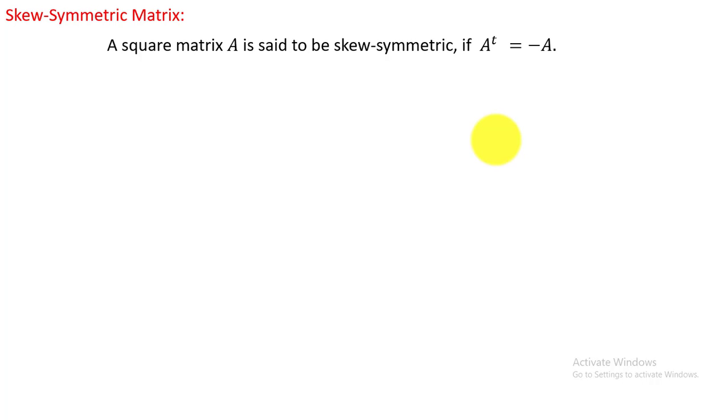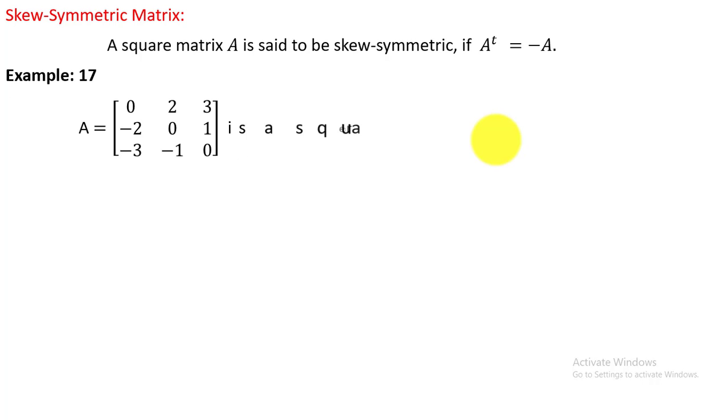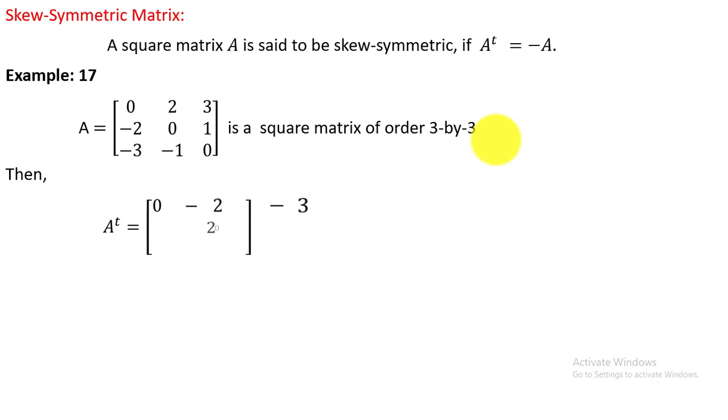Now let us understand the concept of skew-symmetric matrix. A square matrix A is said to be skew-symmetric if A transpose is equal to negative of A. Example: A is a square matrix of order 3 by 3. Then A transpose is obtained by changing the rows into columns of matrix A. So A transpose is equal to the matrix having elements 0, minus 2, minus 3, 2, 0, minus 1, 3, 1 and 0.